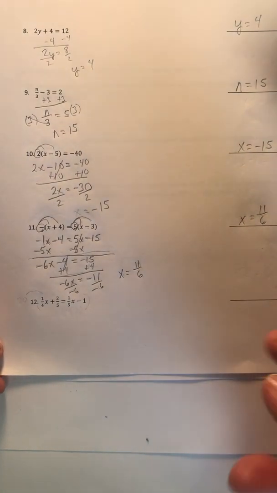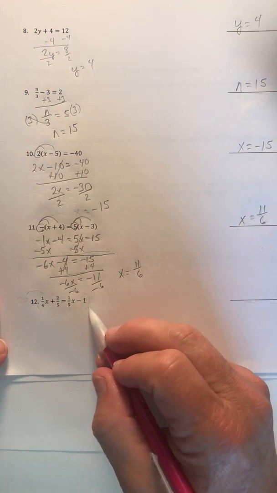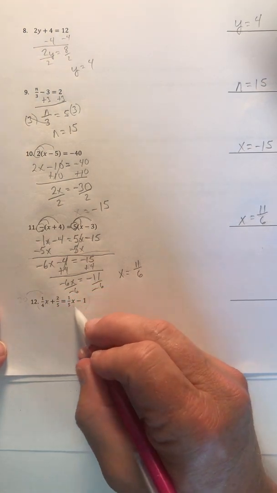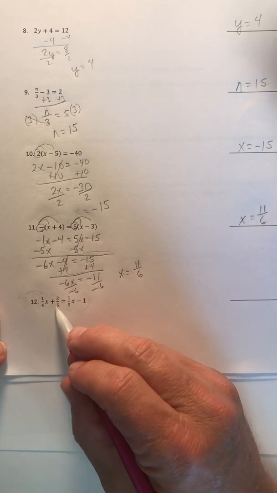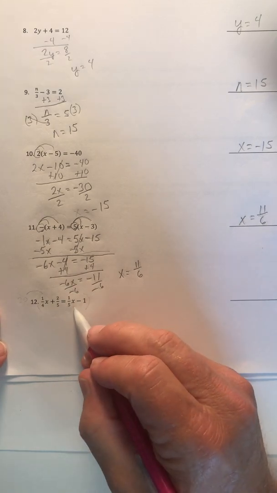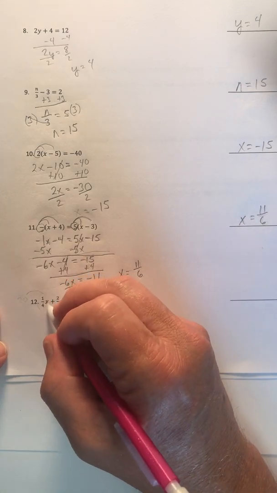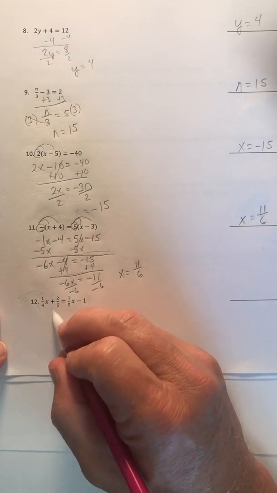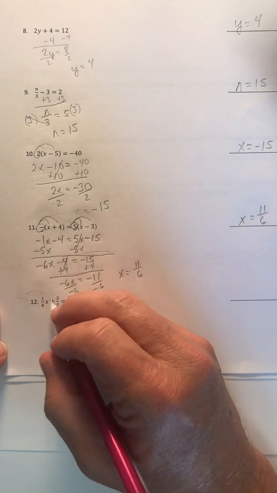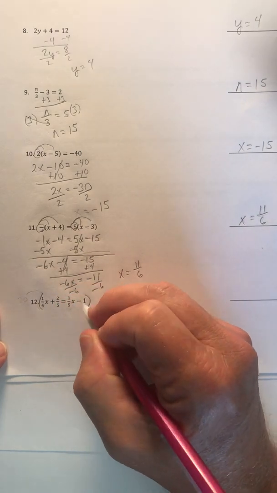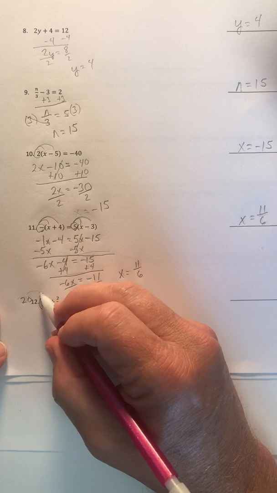All right, and then number 12. Number 12, one with fractions in it. So the first thing we're going to do is get rid of these fractions. And again, you get rid of the fractions by multiplying everything by a common denominator. Common denominator here would be 20. Again, common denominator is a number that all the numbers in the bottom will divide into evenly. So multiply everything here by 20.